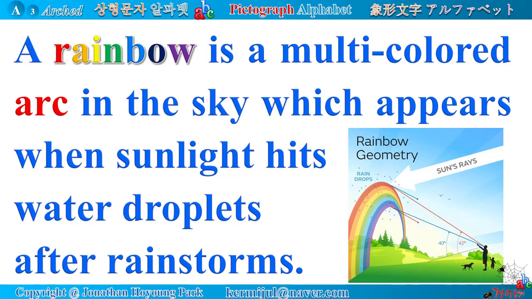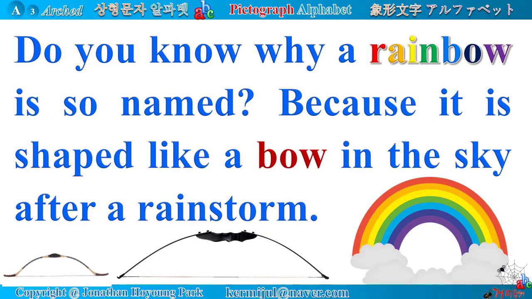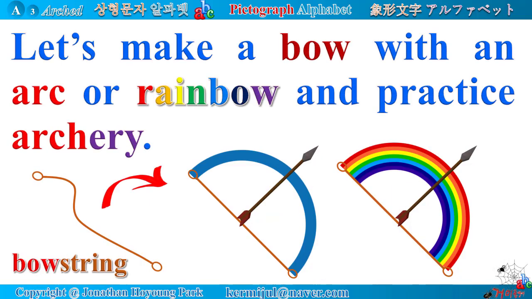A rainbow is a multicolored arc in the sky which appears when sunlight hits water droplets after rainstorms. Do you know why a rainbow is so named? Because it is shaped like a bow in the sky after a rainstorm. Let's make a bow with an arc or rainbow and practice archery.